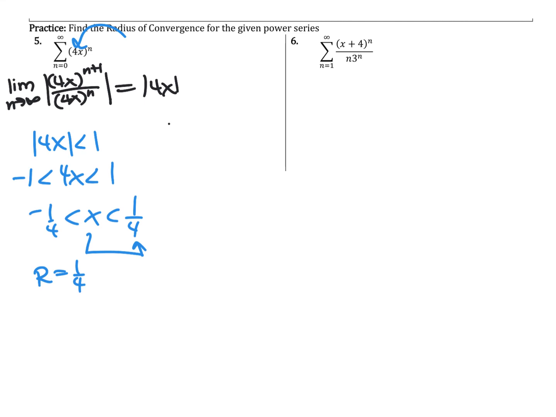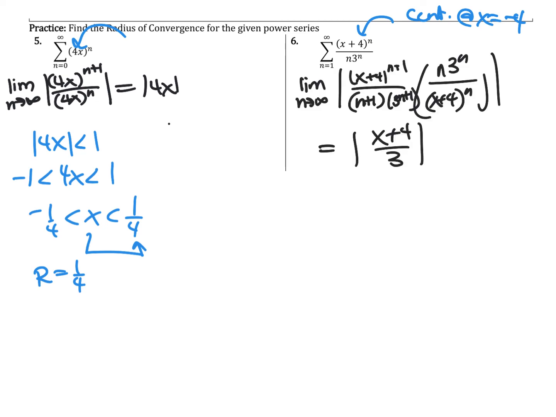Number 6 is centered at x equals -4. So we're going to be looking at how far our interval extends in each direction from -4. So ratio test first, go ahead and do that part. That's going to end up giving us the absolute value of (x plus 4) over 3. Now we can set up our inequality because we need this to be less than 1. -1 is less than (x plus 4) over 3 is less than 1.